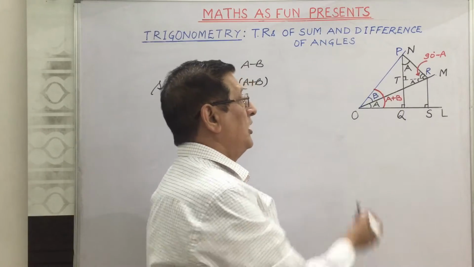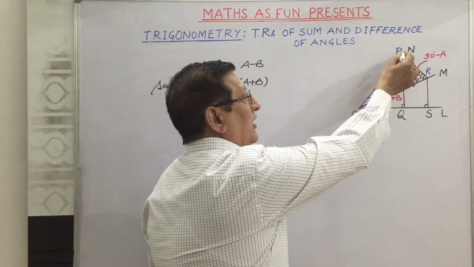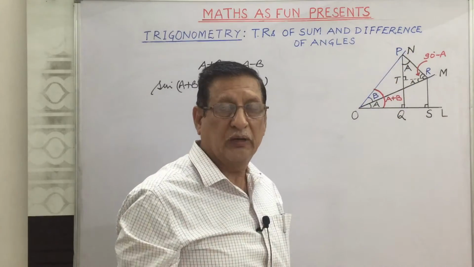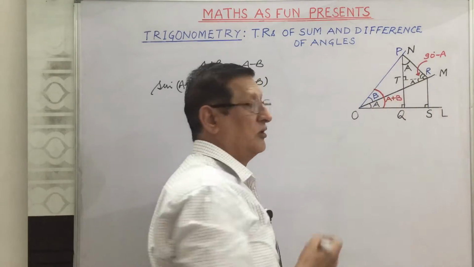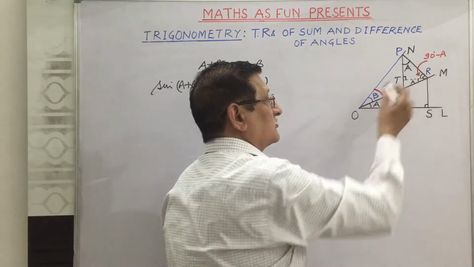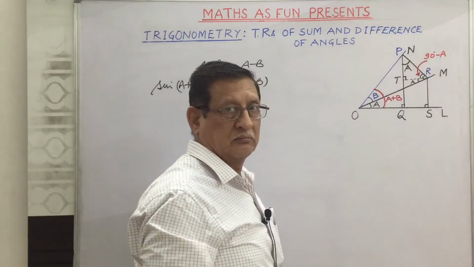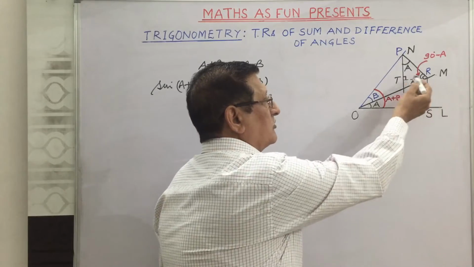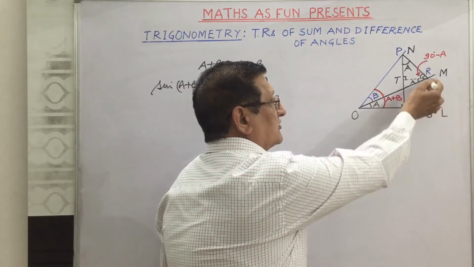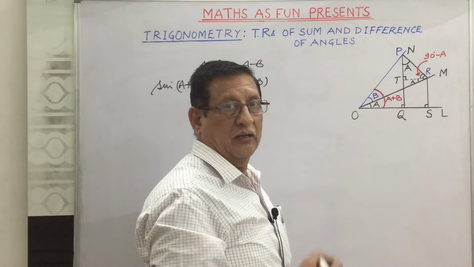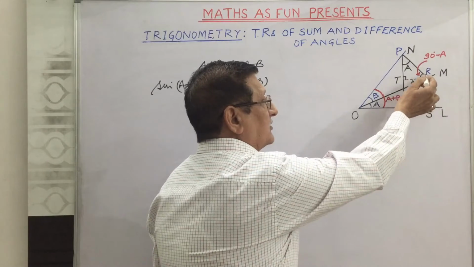Further, on this line ON, we take a point P, and from P we draw two perpendiculars. One on the initial position, that is PQ, another on the second position, that is OM, and that perpendicular is PR. From R again we draw two perpendiculars, one on the initial position, that is RS, and another on the line PQ, that is RT.